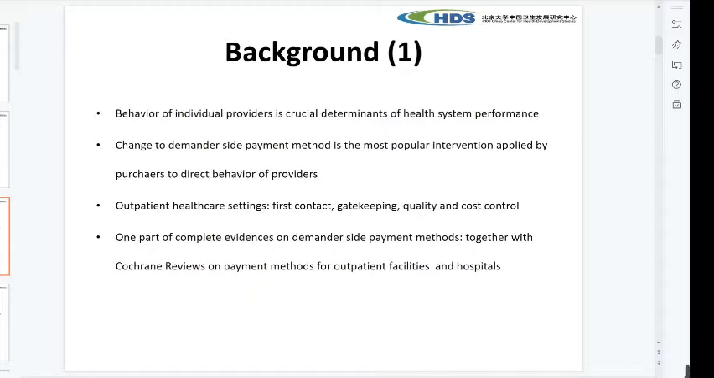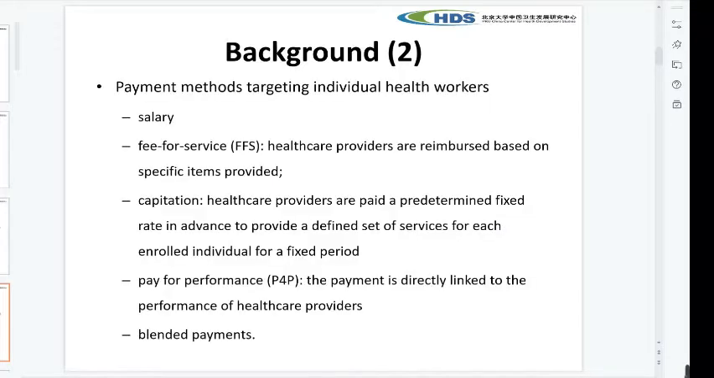Here we targeted the payment for individual health workers. There are two Cochrane reviews targeting the facility level and hospitals. Here are five major payment methods targeting individual health workers, including salary, fee-for-service, capitation, pay-for-performance, and blended payment.